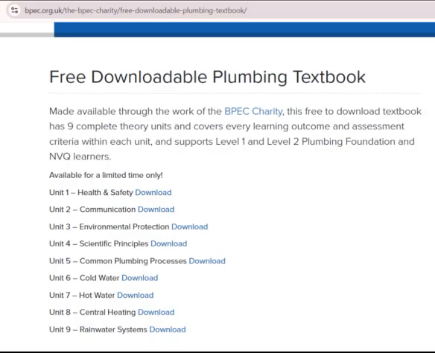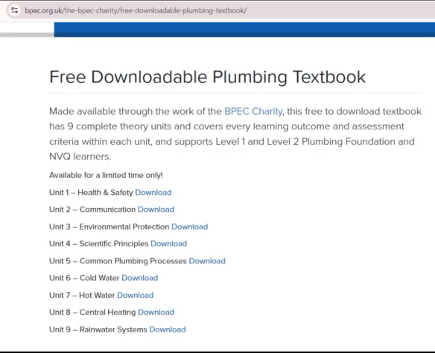The content of this document is copyright BIC Limited 2020 and may not be copied, reproduced or distributed without prior written consent. Author, BIC Limited. Editor, BIC Limited. Design, BIC Limited. BIC Level 2 Diploma in Plumbing Foundation 52.